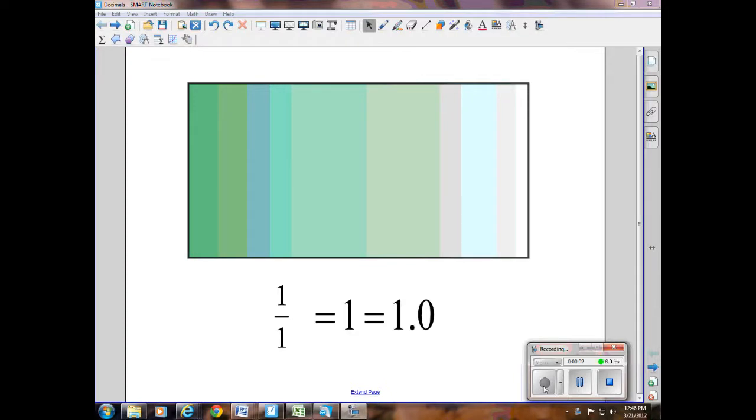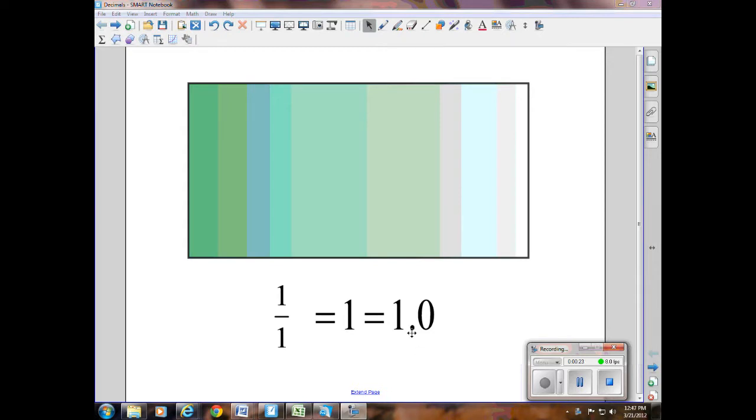So let's take a look at the relationship between decimals and fractions for just a minute. Here we have represented one whole piece of something. We can show that as 1 over 1. In other words, we have one whole and we have one part of the whole. That's equal to 1 or equal to 1.0.